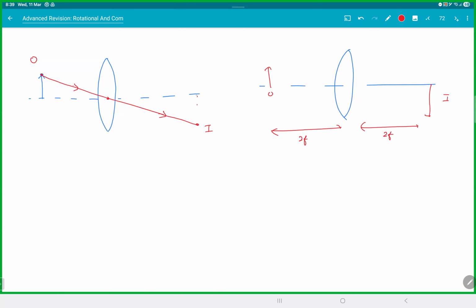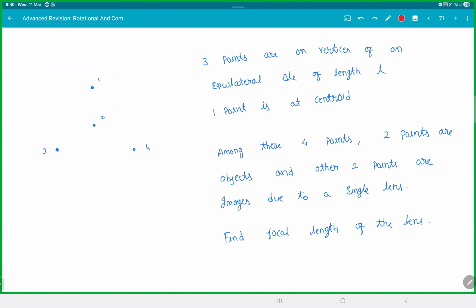Now can you think of it? Got the idea, right? So you know those properties. Now how do you handle this? In these 4 points, there are two objects and two images. We don't know who are the objects and who are the images. Equilateral triangle, side L, find the focal length using this data. Where is the lens? We don't know. Where did you keep it? Position? Nothing we know. So figuring that out is an important thing.